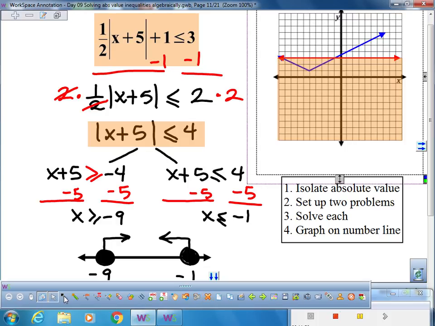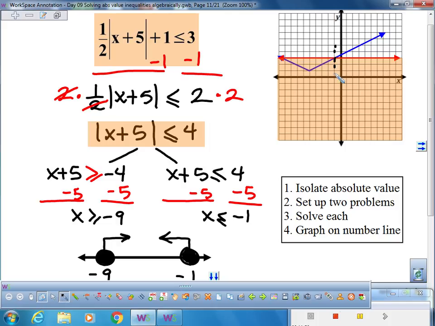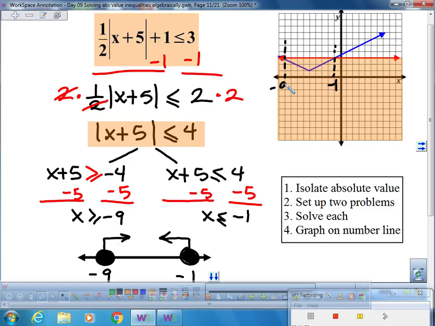So there's my negative 1. There's my negative 9. And we're talking about everything in between. So everything's consistent, all matches.